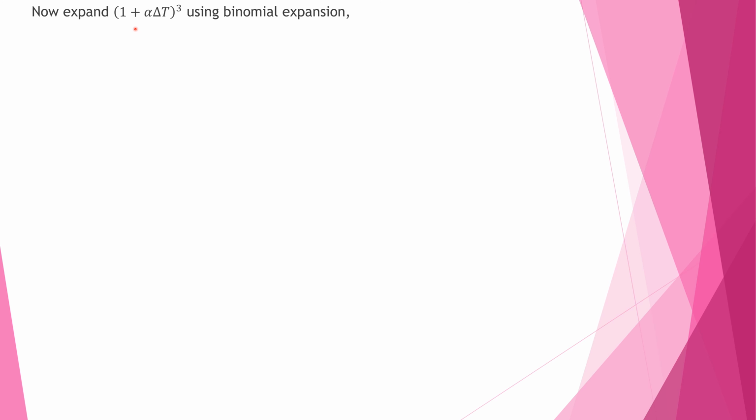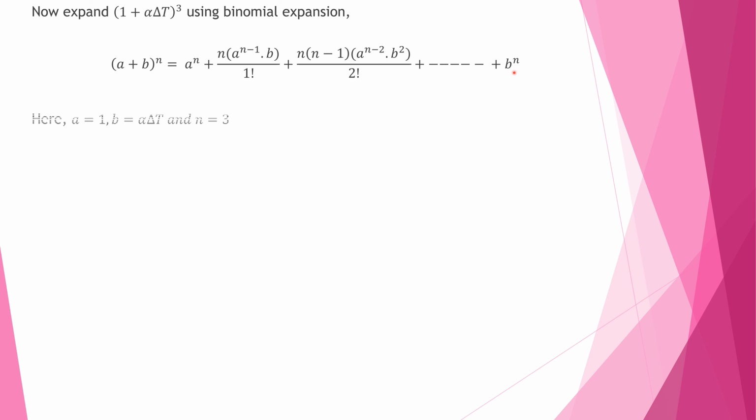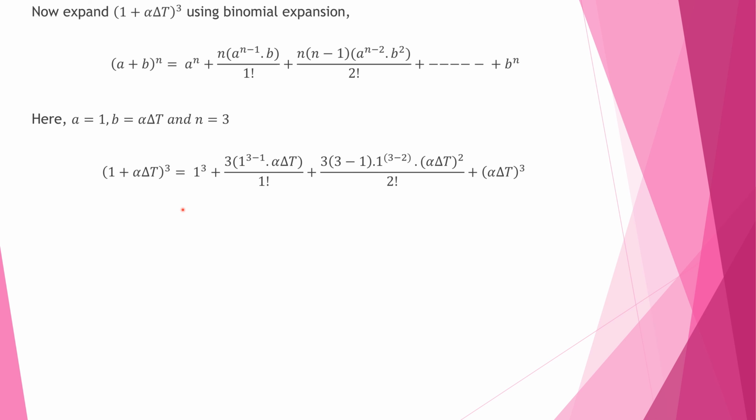Now I expand (1 + αΔT)³ using the binomial expansion, which says that (A + B)ⁿ is equal to Aⁿ plus n Aⁿ⁻¹ B upon 1 factorial, plus n(n − 1) Aⁿ⁻² B² upon 2 factorial, up to the last term, which is Bⁿ. So in this expression, A is 1, B is αΔT, and n is 3.